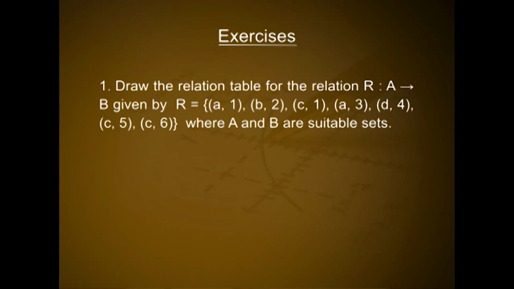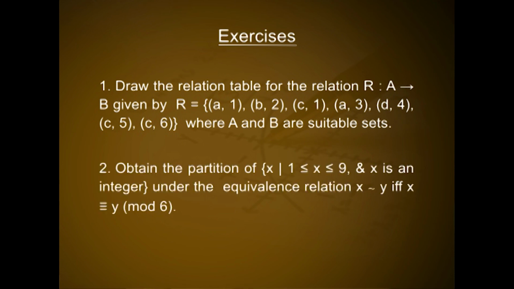The following questions are given to you to practice. First, draw the relation table for the relation R from A to B given by R equals the set of all ordered pairs (a,1), (b,2), (c,1), (a,3), (d,4), (c,5), (c,6), where A and B are suitable sets. Obtain the partition of the set of all x such that 1 less than or equal to x less than or equal to 9 and x is an integer, under the equivalence relation x related to y if and only if x is congruent to y mod 6.